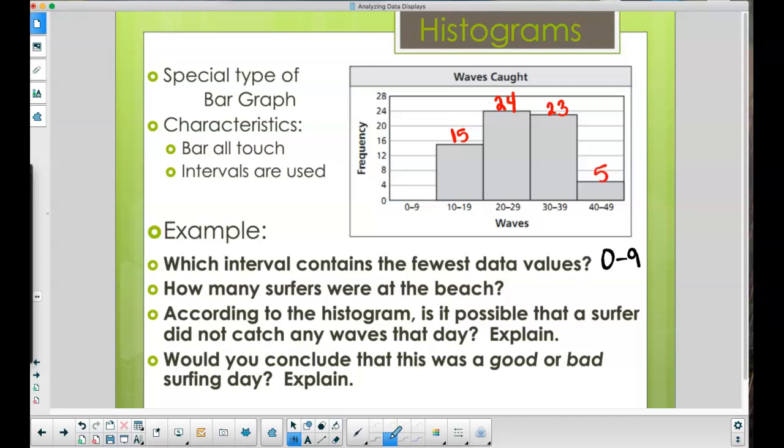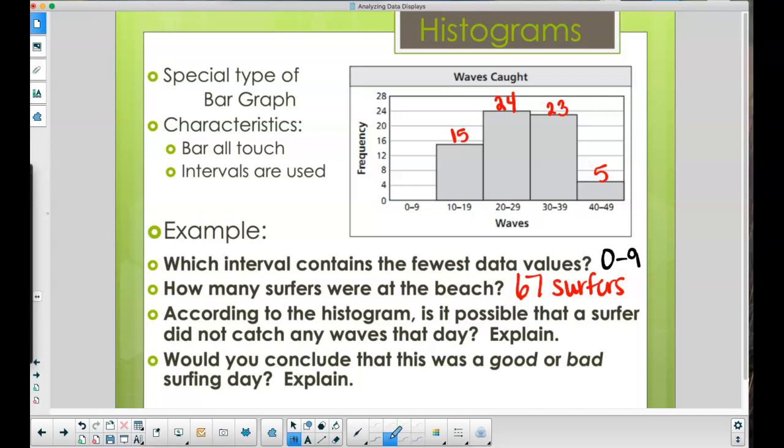So how many surfers were at the beach? What do we have to do with those numbers? Tyler, add them all up. So 15, 24, 23, and 5, what do you get? Caleb? 67. There were 67 surfers at the beach.